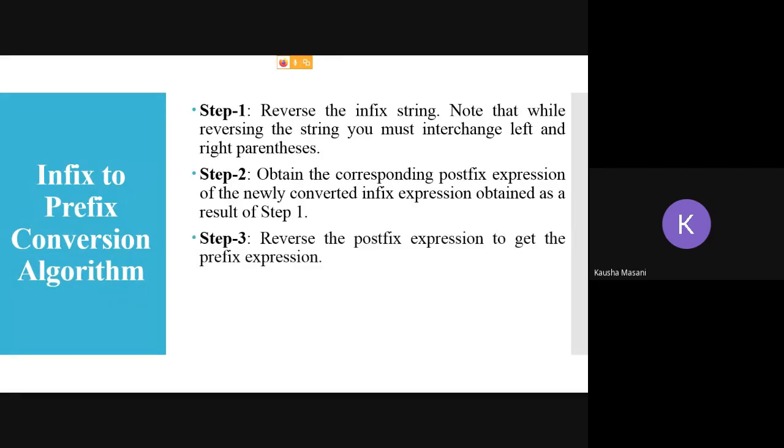This is the summarization, okay? Step 1, 2 and 3. That is what I summarized for you. It is the summarization.